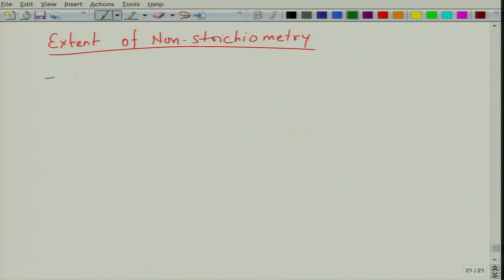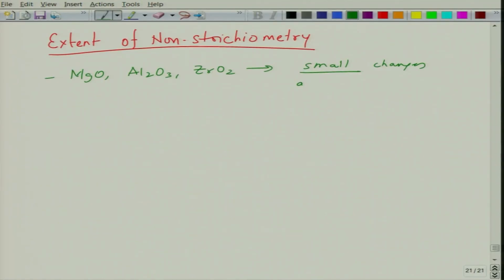So, in materials like MgO or alumina or even zirconium oxide, the extent of non-stoichiometry is small. They are generally very stoichiometric oxides because the energy which is required for oxidation or reduction is very large. So, as a result, the defect formation energy is very large, and as a result change in partial pressure of oxygen has little effect on the defect chemistry. So, small changes occur as PO2 changes.